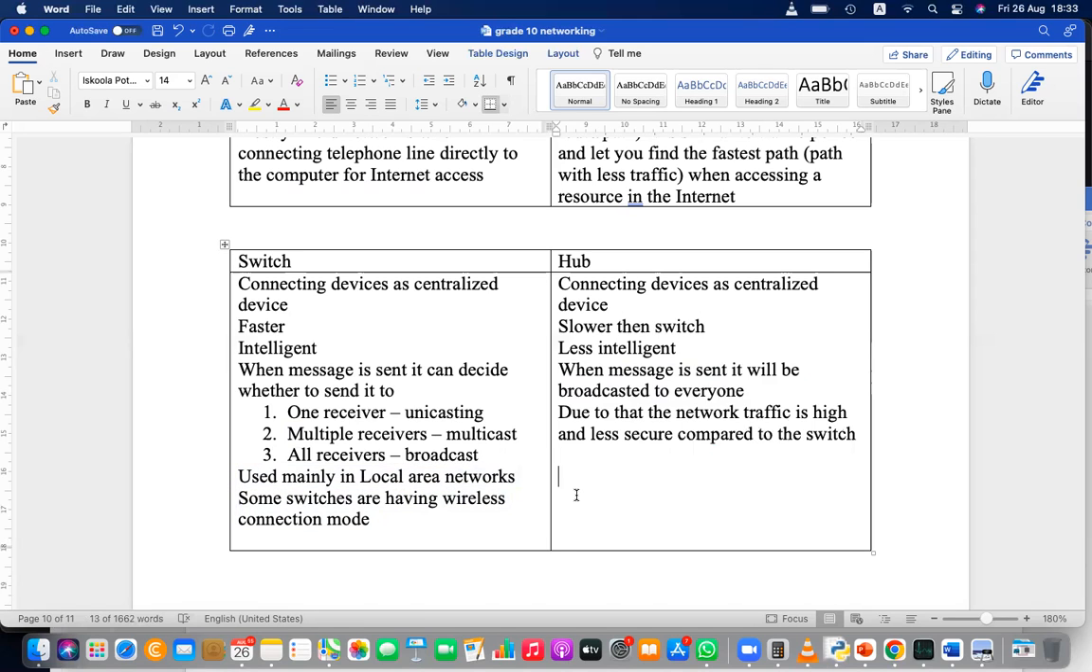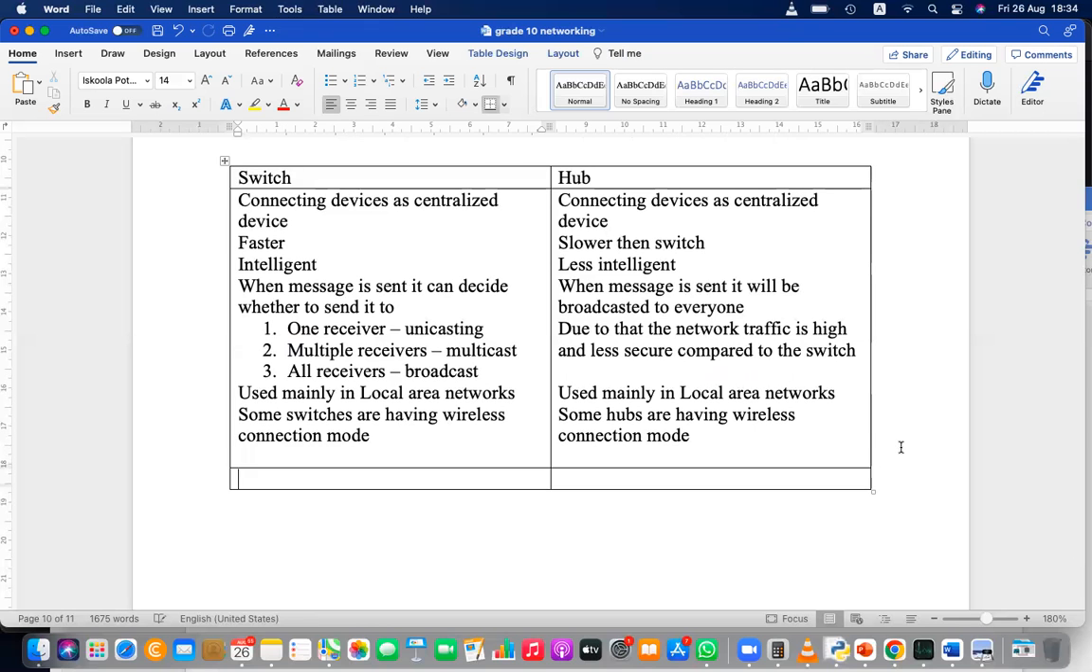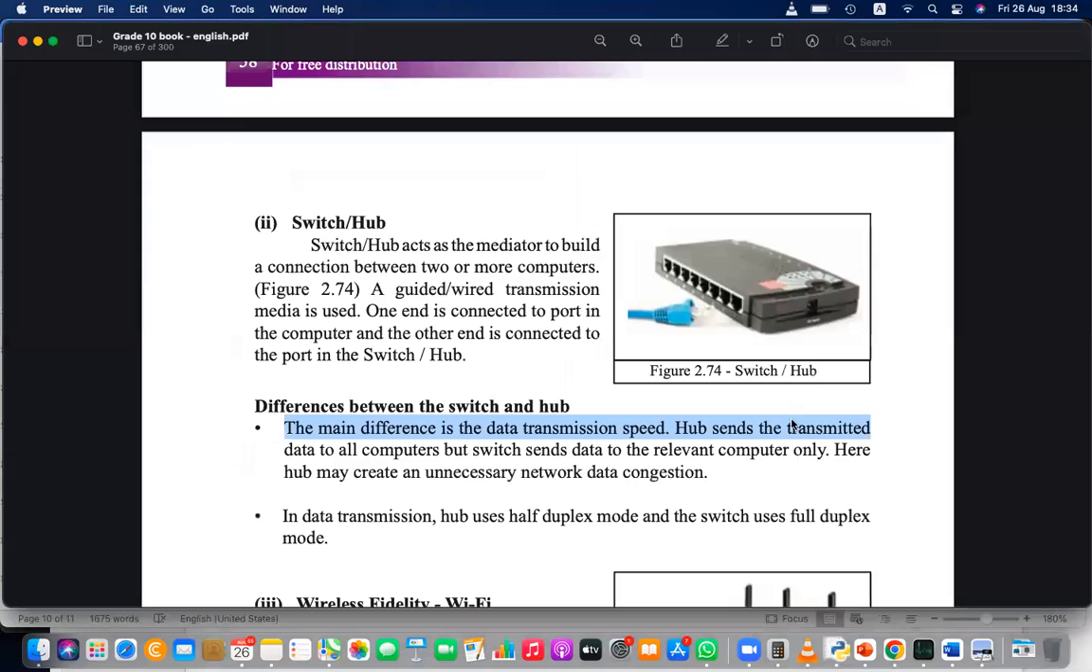This is also used mainly in local area networks, and some hubs have a wireless connection mode too. Both look the same, right? Actually, what's the difference there? So you need to know the difference now.